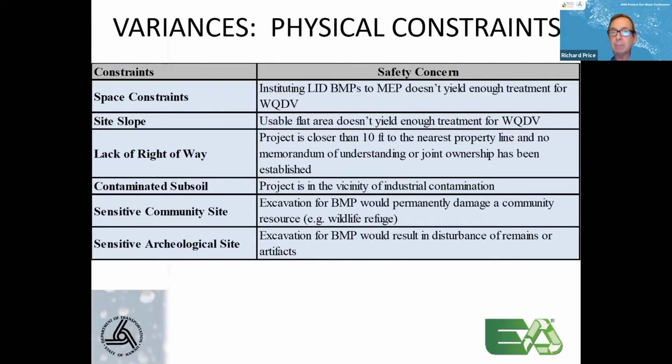Site slope, again, even if it may not be so steep to cause stability issues, we don't have enough flat or flattish land where you can site and design and build an infiltration project. Again, lack of right of way. We don't want to build next to other people's property line where we could cause infiltration and water impacts on other people's property. Contaminated soils. If the project is in an area of known subsurface contamination, or if we take soil samples and find contamination in the design phase, there would obviously be a variance. We wouldn't want to infiltrate water into contaminated soils. And then sensitive community sites like a wildlife refuge or those kinds of things we don't want to impact. Similarly with archaeological sites.